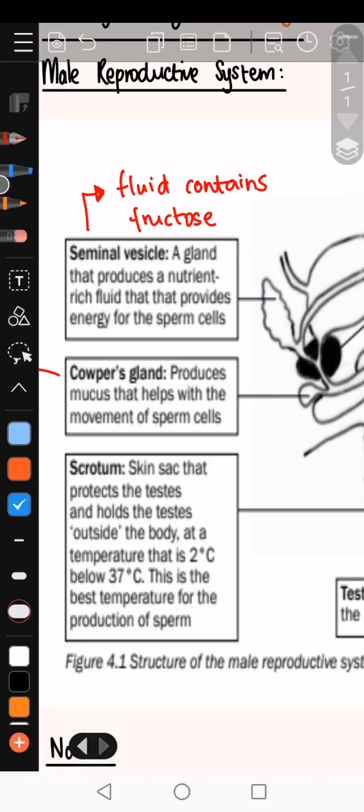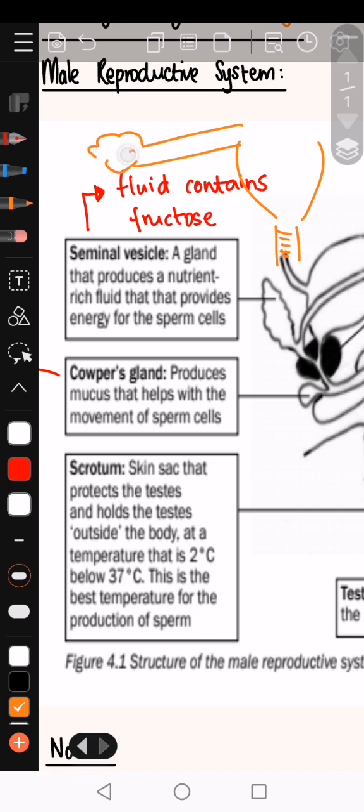Now, if I were to just draw a simple diagram of the female reproductive system over here, that sperm cell, after ejaculation has taken place, will need to travel all the way through the vagina, through the uterus, all the way through the fallopian tube, and settle at a place known as the ampulla of the fallopian tube. That is the site of fertilization.